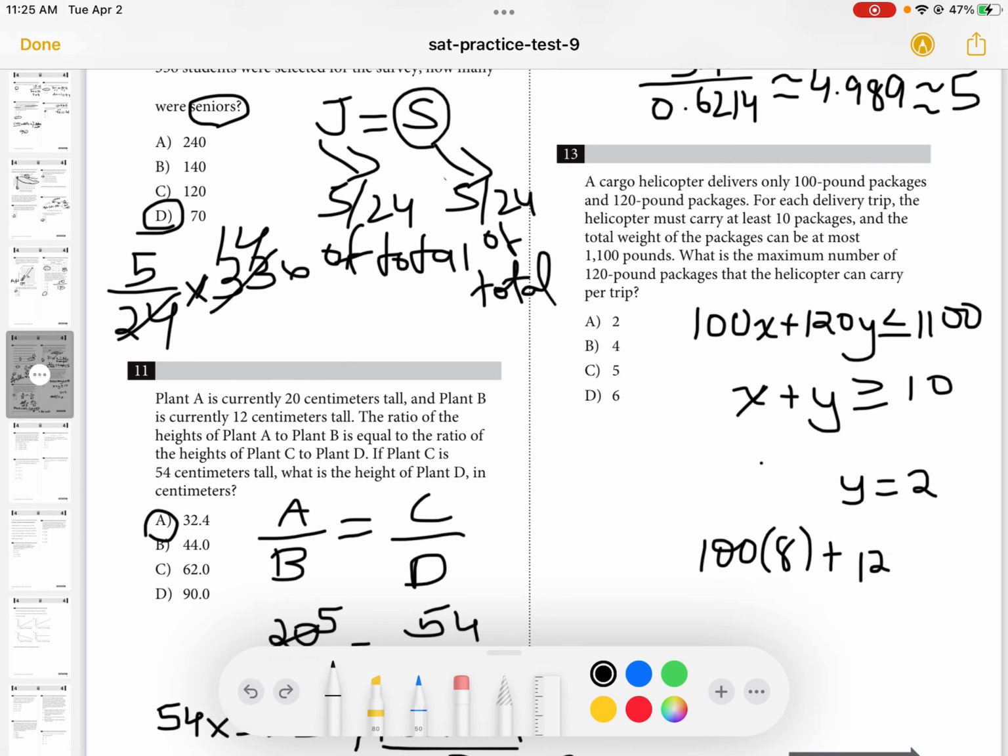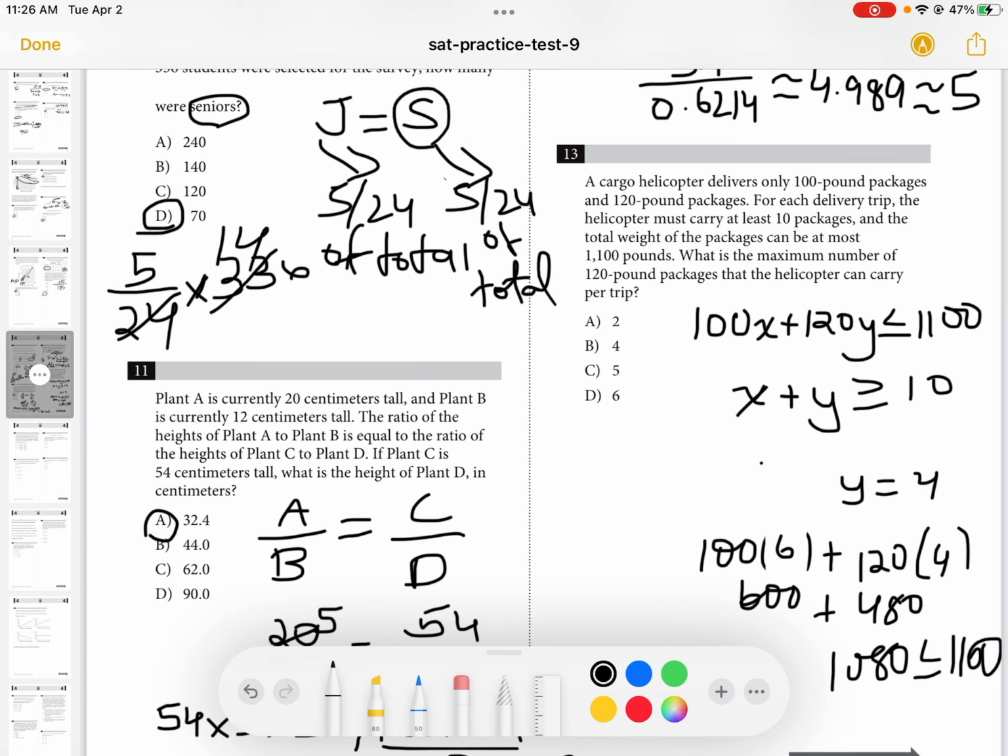Now if we do y equals 4, that's answer choice B. We get 100 times 4 plus 120 times, wait, that's the other way. 120 times 4 plus 100 times 6. That's 600 plus 480. That's 1080. That's less than or equal to 1100. So that checks out.